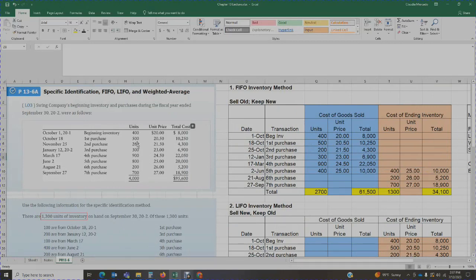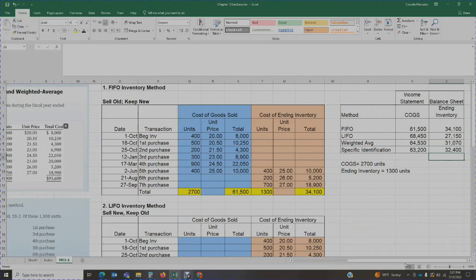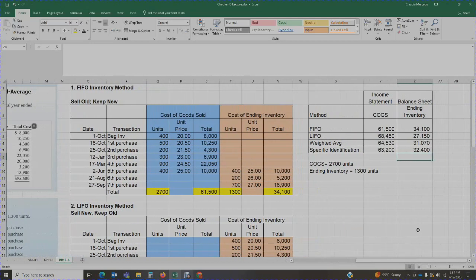So if you can see here the summary, same problem, same inventory, same number of units left over at the end, the same number of units sold. Just depending on the method that we choose is what we're going to yield to report on the income statement under cost of goods sold. That's an expense. So we have FIFO at 61.5. LIFO gives you the highest. Weighted average is in between. And then we got the specific identification based on the actual units included in the problem.